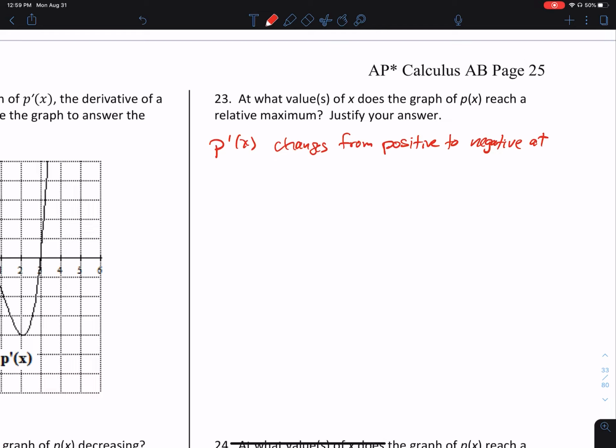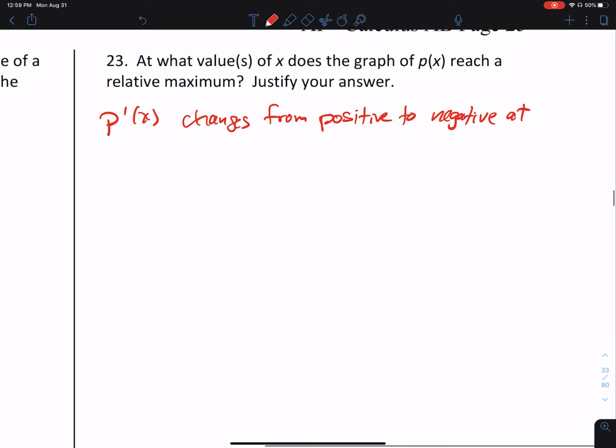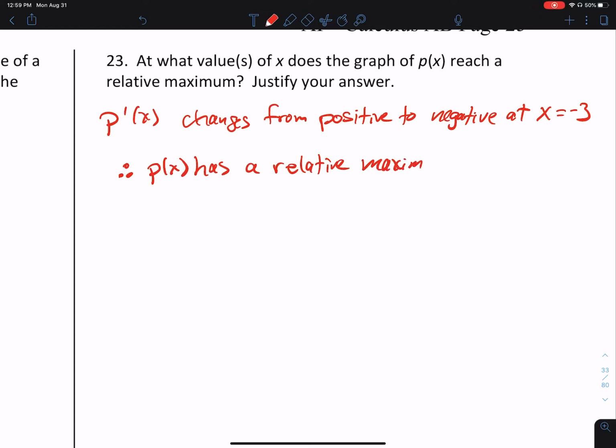at, now where does this happen? It's positive here and it's negative here. It only happens in one place, at x equals -3. Therefore, p of x has a relative maximum at x equals -3. I could say at this x value, but this is less words for me, so I'm going to write this.